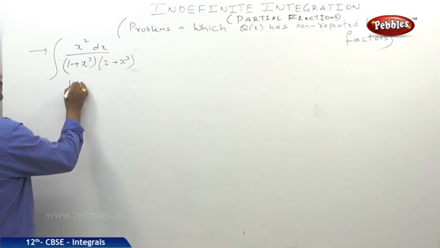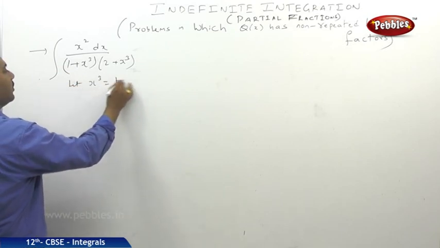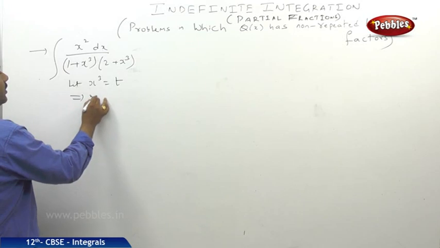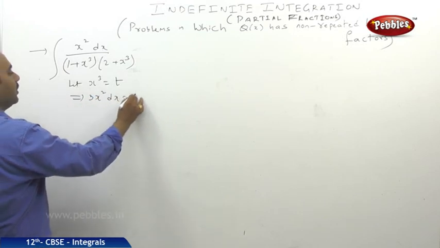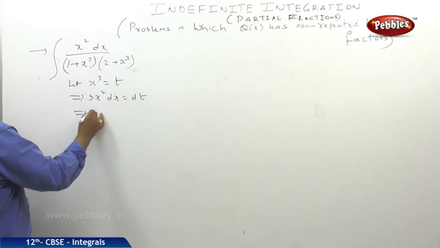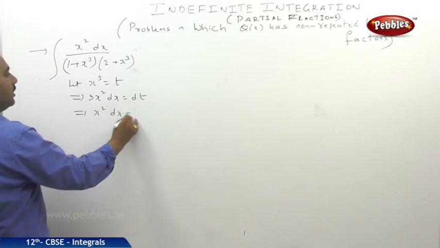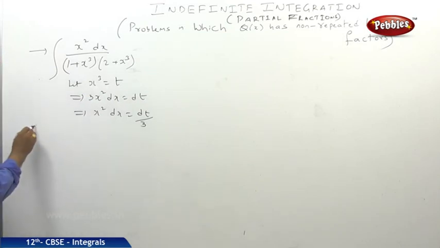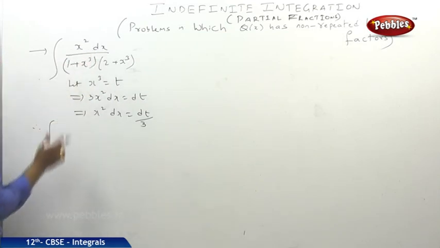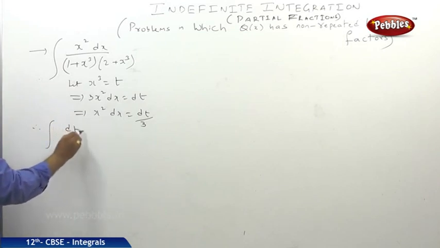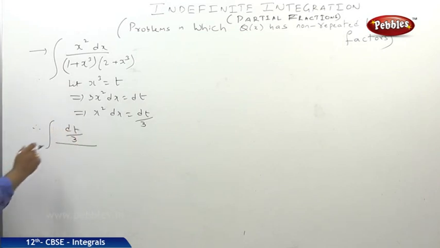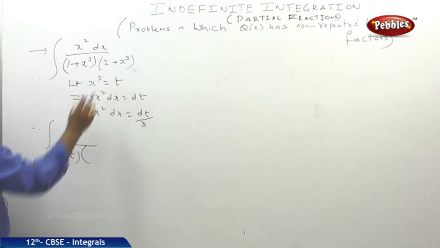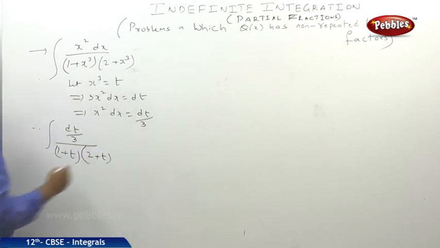So what I will be doing, let x cube is equal to t. X cube is equal to t means I can write this as 3x square dx is equal to dt. 3x square dx is equal to dt means x square dx is equal to dt by 3. Therefore, our problem changes to, in place of x square dx, I can write dt by 3 whole divided by 1 plus x cube. So in place of x cube I will be writing t. So it turns into 1 plus t, and 2 plus x cube, I will write as 2 plus t.